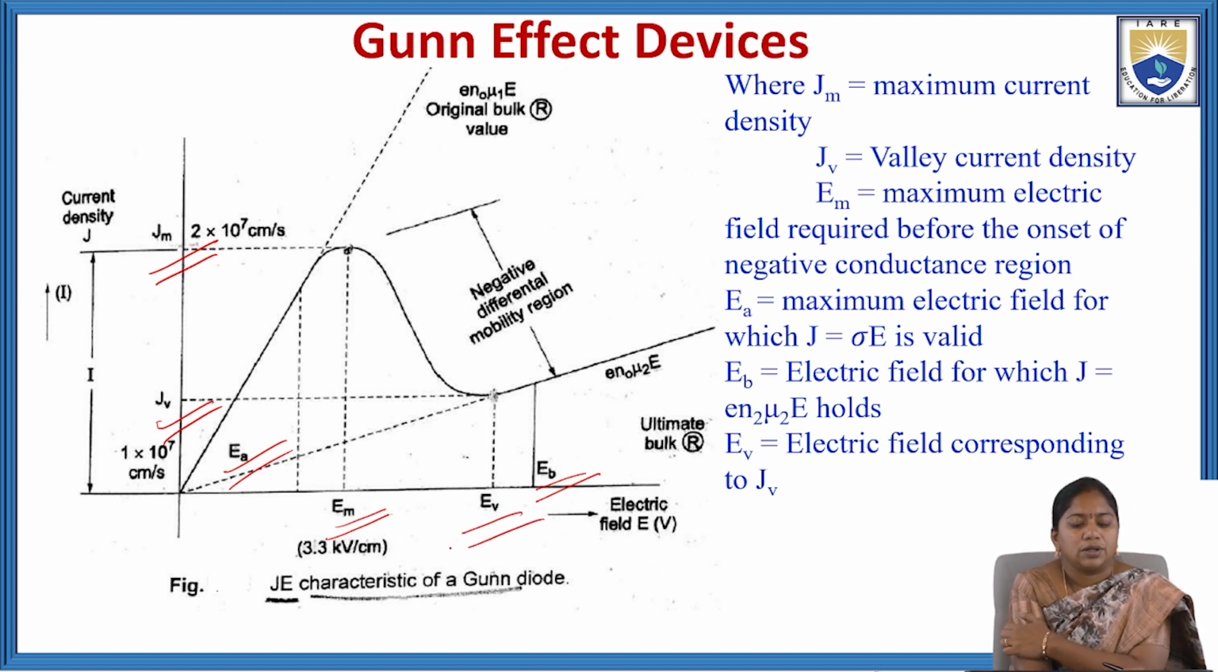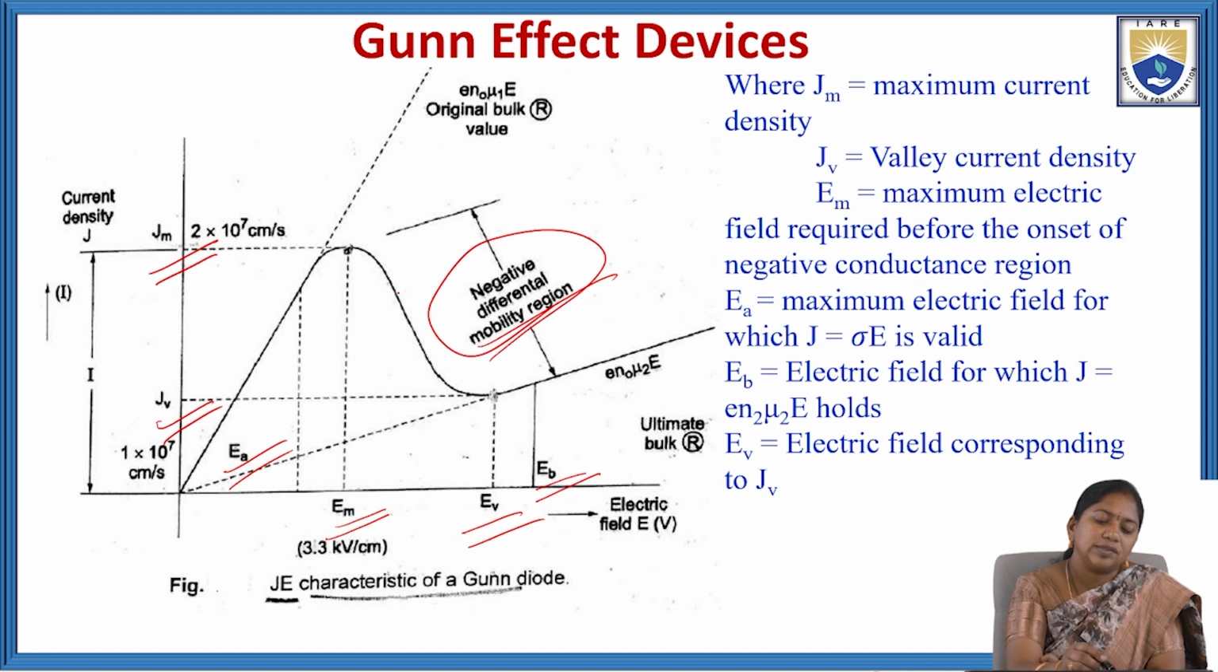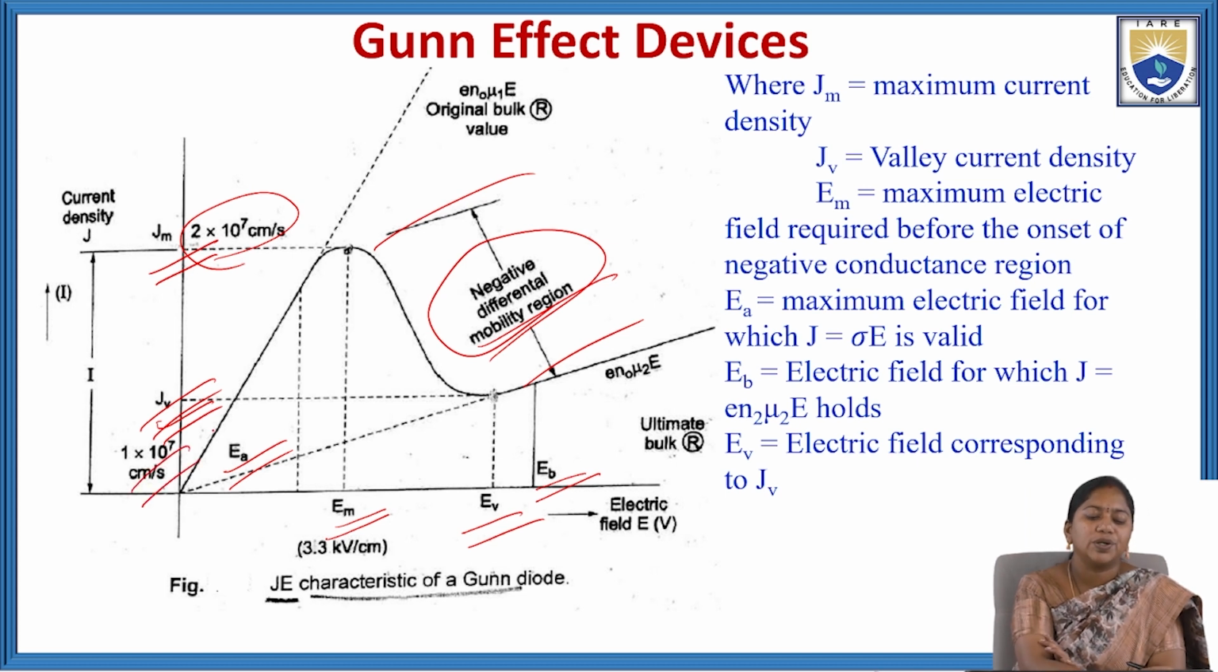So from the figure, these are the current density versus electric field characteristics. These characteristics are similar to the VI characteristics of the normal PN junction diode. From this figure, we obtained the negative differential mobility region. So this is the negative resistance mobility region. Here Jm is the maximum current density, which is 2 into 10 power 7 centimeters per second, and Jv is the valley current density, that is 1 into 10 power 7 centimeters per second.